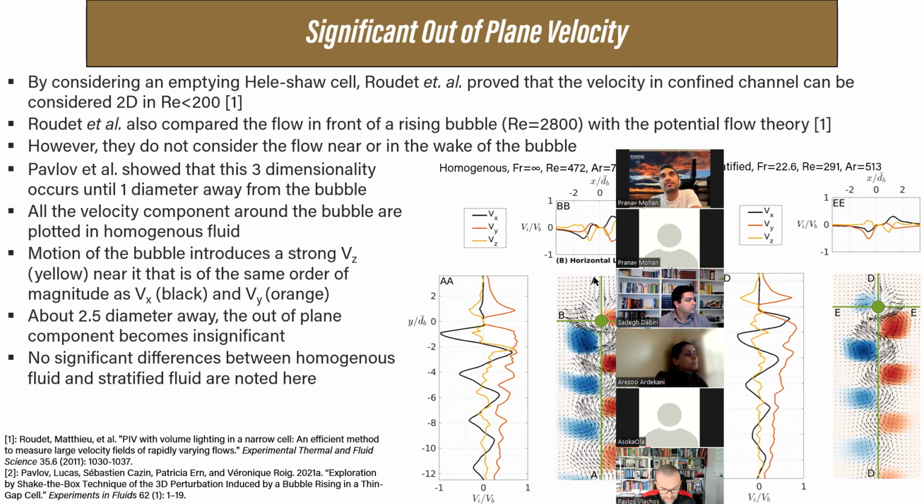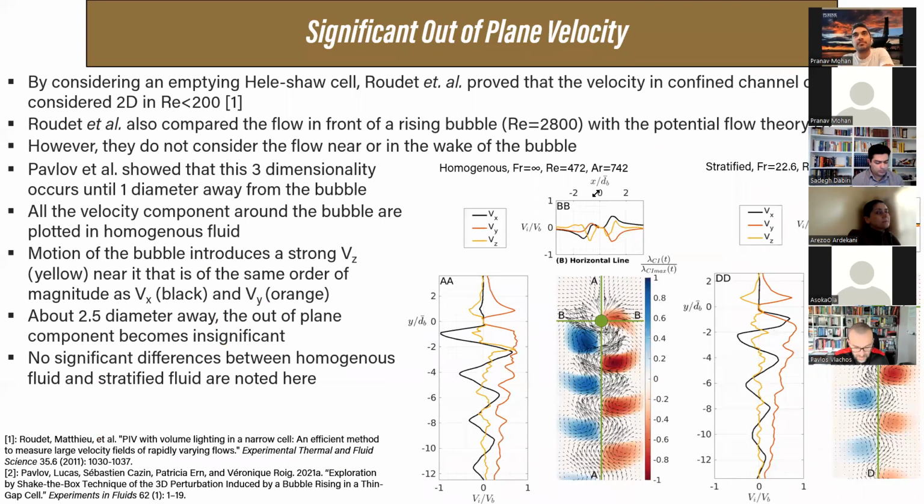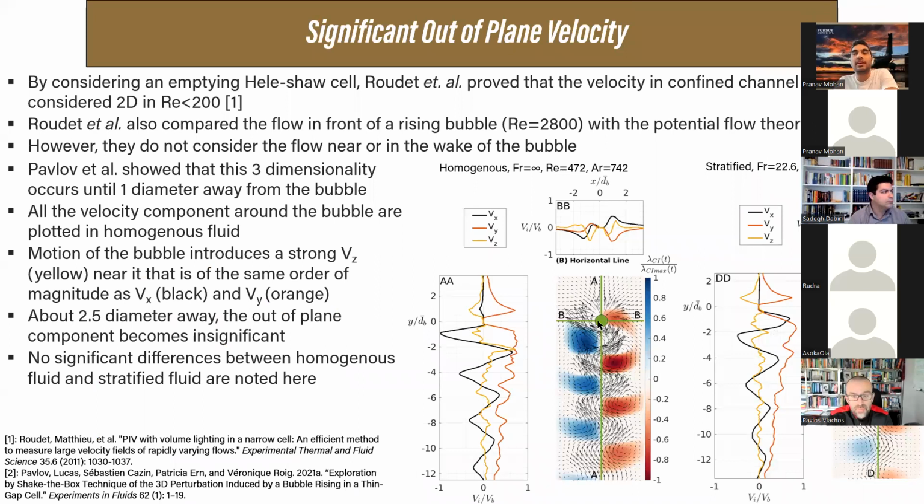So we have that green circle signifying the bubble, right? We don't have the velocity field computed at that location. That's why we see a 0 here in the side plots. That's why you see a 0 here, 0 here, 0 here, and 0 here. Thank you.